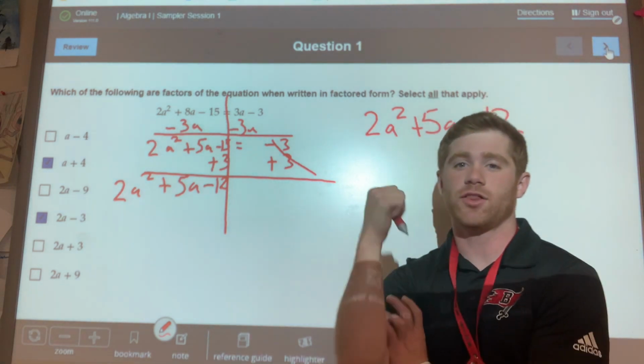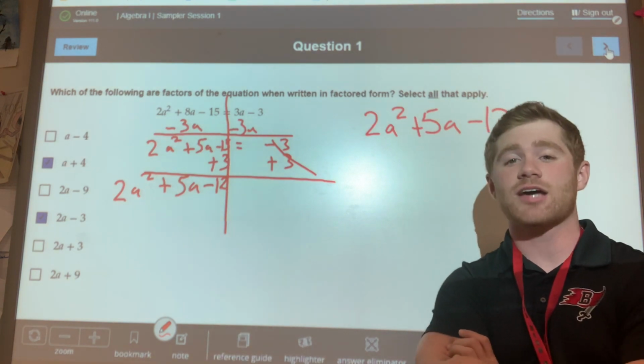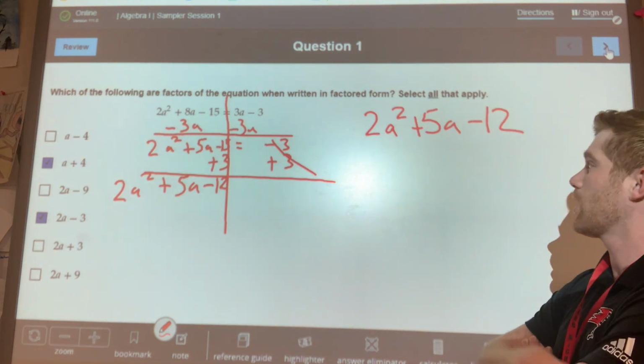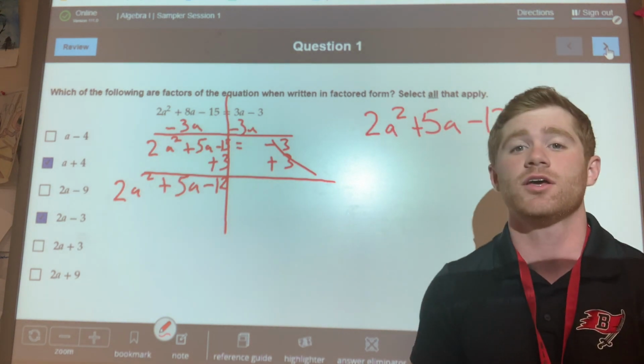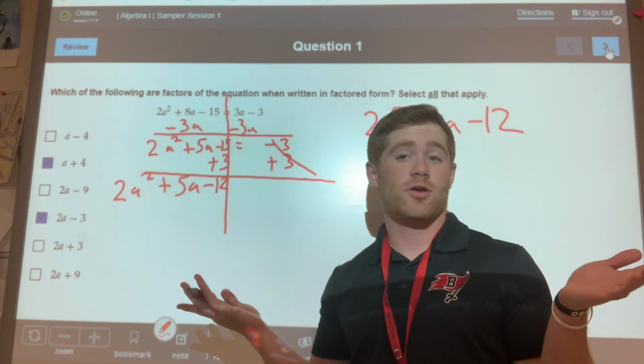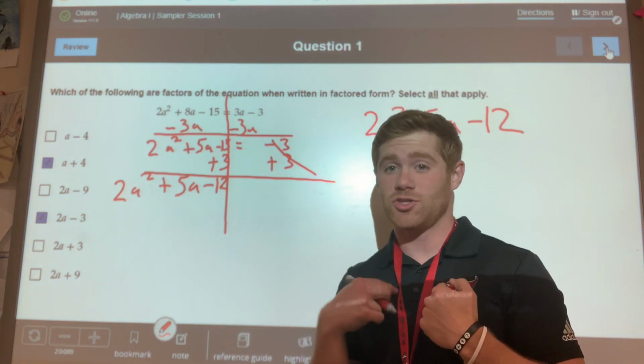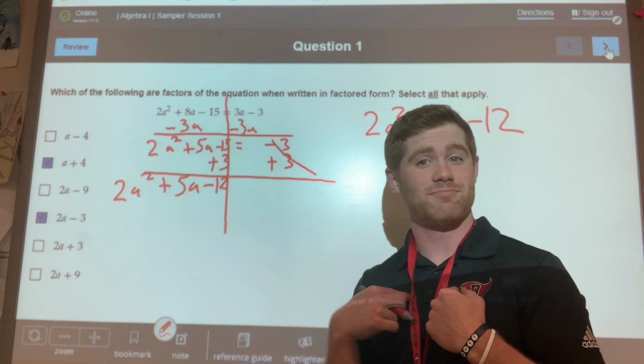And I ask myself, I look at this, can I take out a greatest common factor? Hopefully my answer is no, because there's nothing I can pull out of a 2, a 5, and a 12. So what am I going to do? Some of you guys learned the tic-tac-toe method. Some of you learned the AC method. I'm going to do the AC method, excuse me.